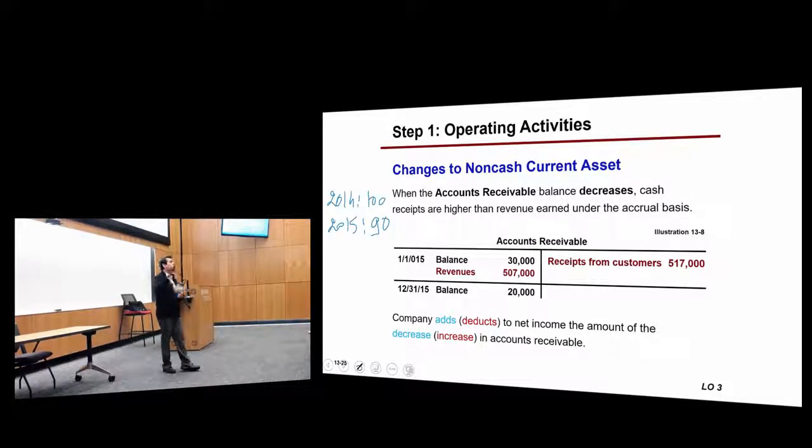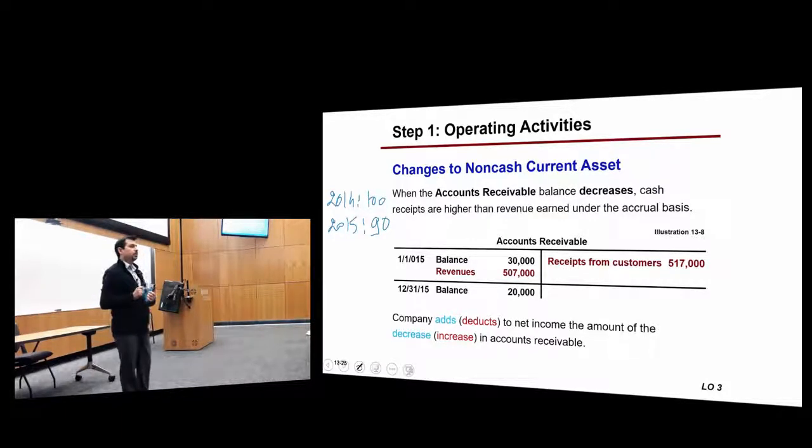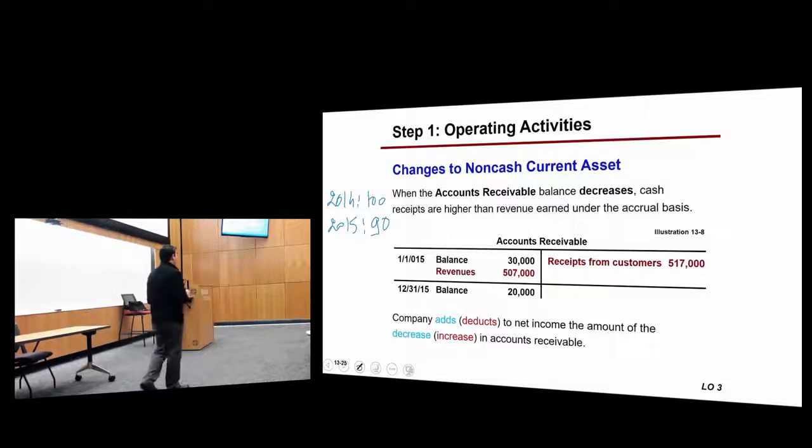You have more cash. The company received more cash than they actually recognized. So what do you need to do? You need to add those $10,000 to cash, right? Now this is a decrease in accounts receivable. This is a decrease of what the company's customers owed them. The customers owed originally 100,000, and now they owe them 10,000 less. That means they paid 10,000 out of that. So you add the decrease in accounts receivable.